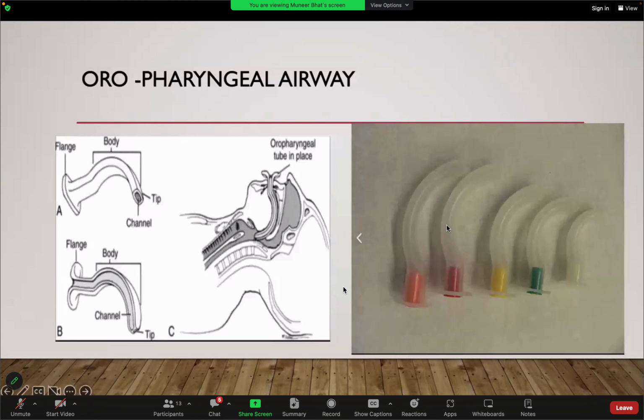The first is the oropharyngeal airway. There are different sizes of oropharyngeal airway. These are also known as Guedel's airway. Maybe you might have seen these. The function of the oropharyngeal airway is that it tries to lift the tongue away from the posterior pharyngeal wall. What we were doing with jaw thrust, with head tilt and chin lift, it is trying to do the same job. It is trying to lift the tongue away from the posterior pharyngeal wall. So you can put this oropharyngeal airway.